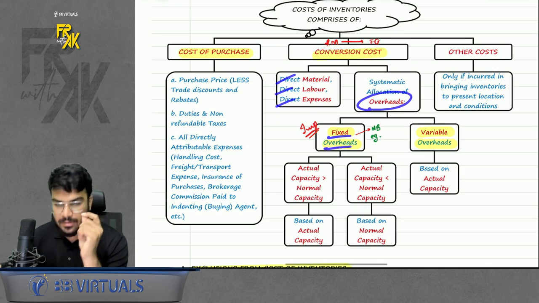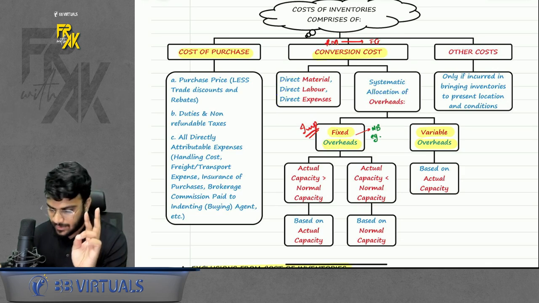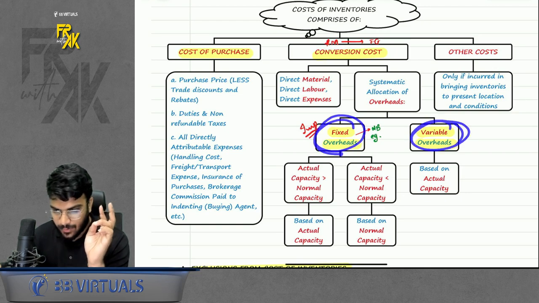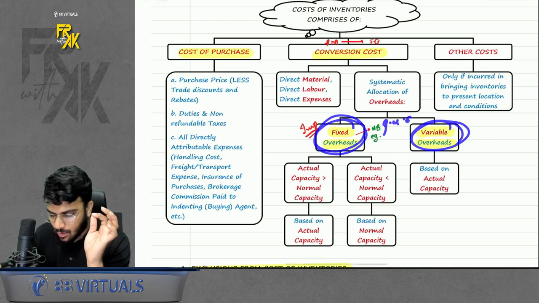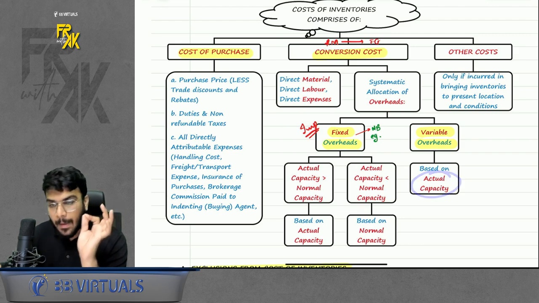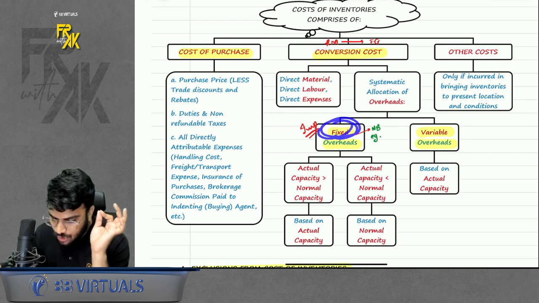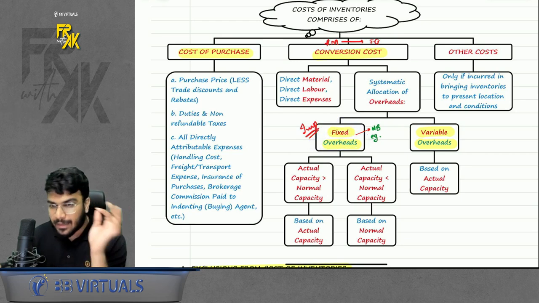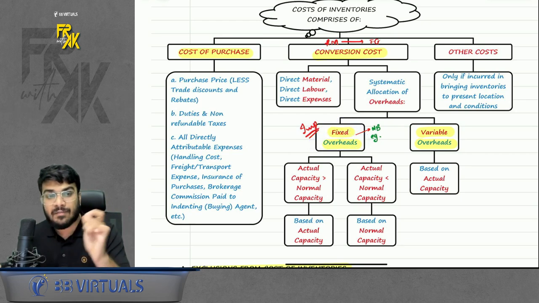In factory overheads, there are two types of overheads. One is variable overheads, one is fixed overheads. To find the per unit cost of variable overheads, you will divide total variable overheads by actual capacity. But to find the per unit cost of fixed overheads, do you remember the hint? We will divide by normal or actual, whichever is higher.